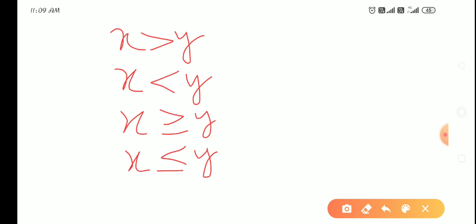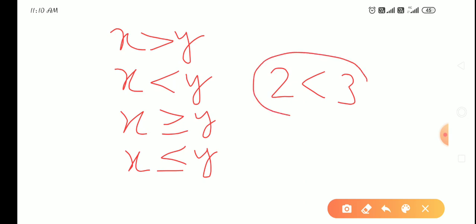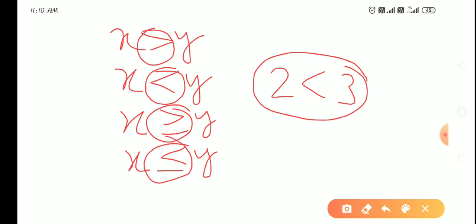For example, 2 is less than 3. Exactly, 2 is less than 3, you know very well. So 2 is less than 3, it is an inequation. And these four signs, greater than, less than, greater than or equal to and less than or equal to, are called the signs of inequality.